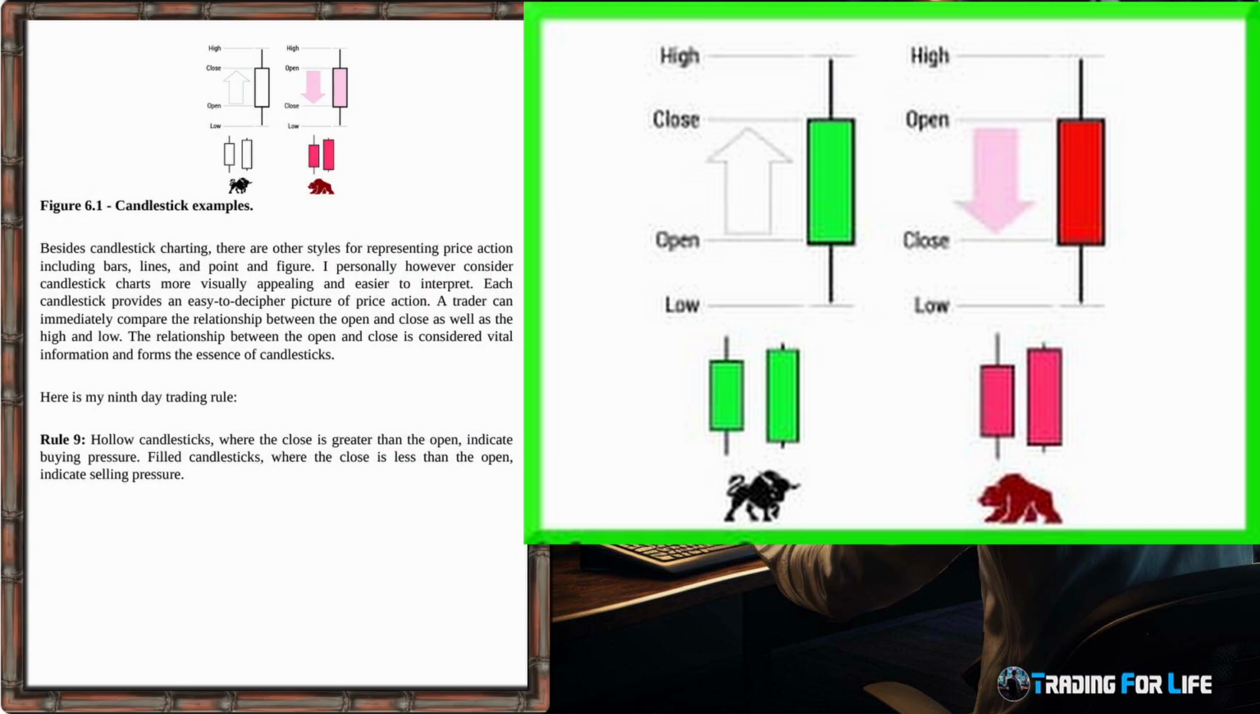Besides candlestick charting, there are other styles for representing price action including bars, lines, and point and figure. I personally, however, consider candlestick charts more visually appealing and easier to interpret. Each candlestick provides an easy-to-decipher picture of price action. A trader can immediately compare the relationship between the open and close, as well as the high and low. The relationship between the open and close is considered vital information and forms the essence of candlesticks.